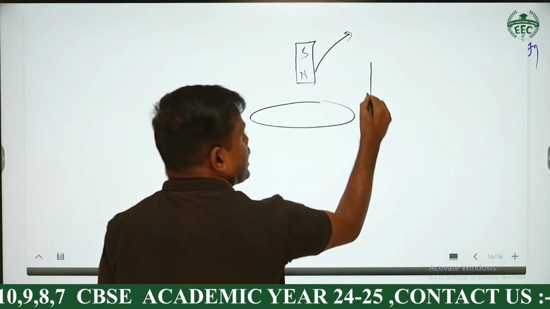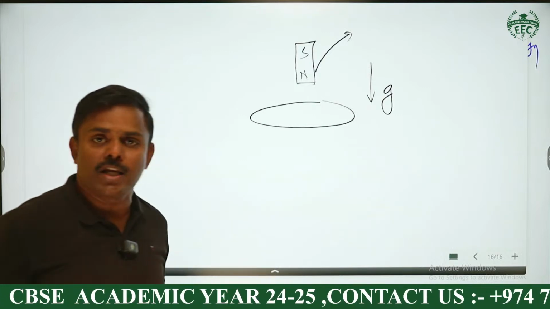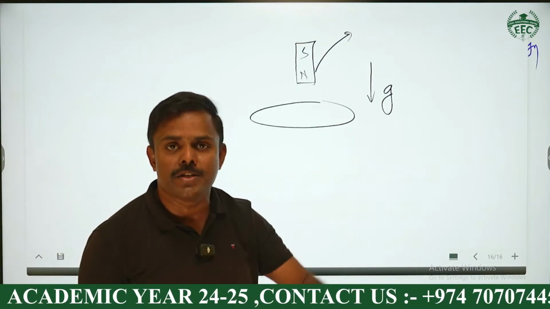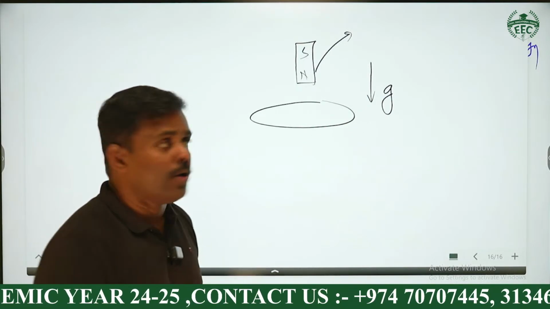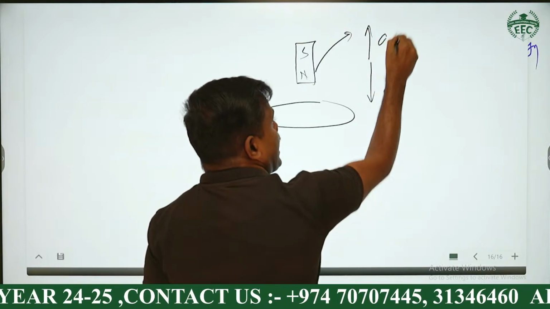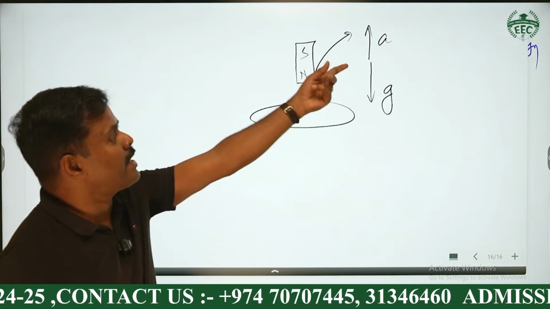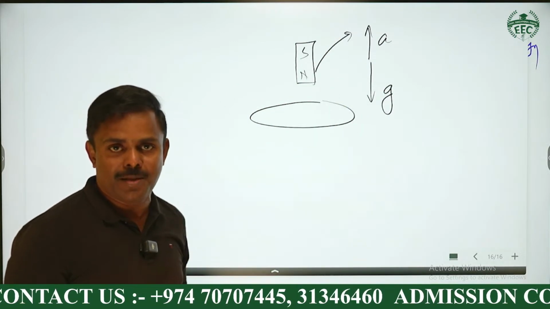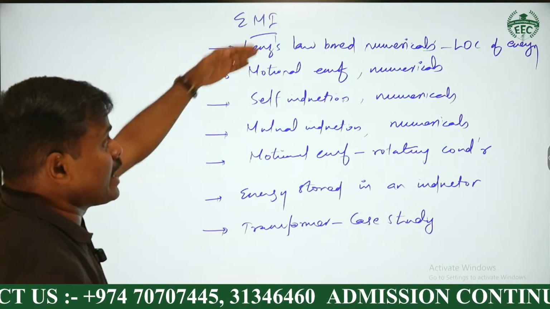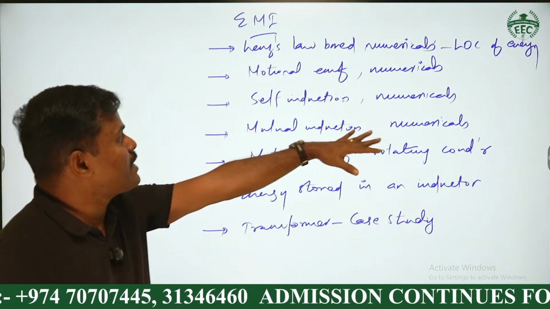So what is the acceleration here? Like any other body, like you and me, the acceleration is the acceleration due to gravity. But thanks to Lenz's law, there is another repulsion and its acceleration is A. So what is the net acceleration here? It is g minus a. That is one point. Then there are many Lenz's law based numericals which you might have done already.